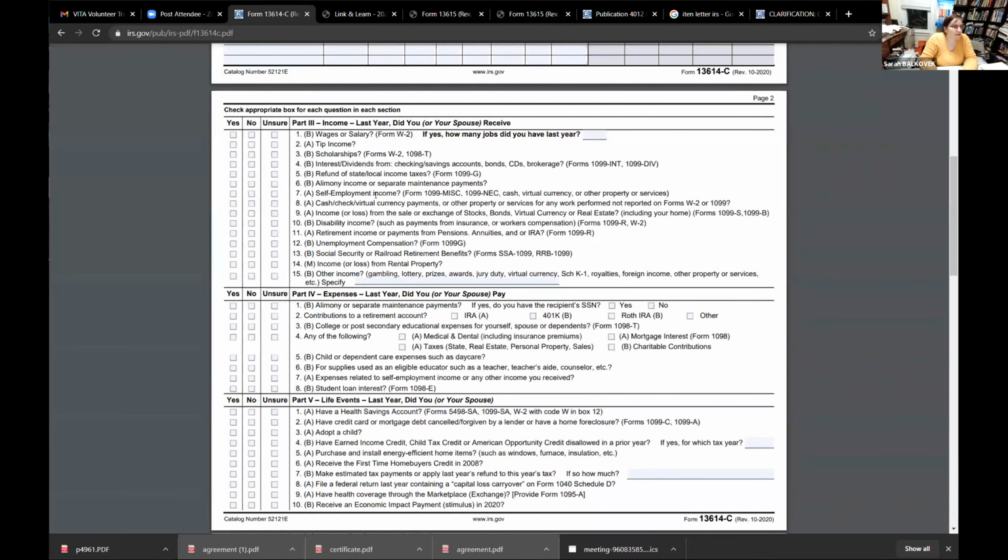Okay. Self-employment income. Again, that's an advanced topic: Form 1099-MISC, cash, virtual currency, that's Bitcoin and that sort of thing, other properties or services. Self-employment income, you're going to have your Uber stuff there, your Lyft stuff there, any of the Pampered Chef or any of those multi-level marketing. So you've got your oils and you've got, who else? Scentsy, Tupperware people, that sort of thing.